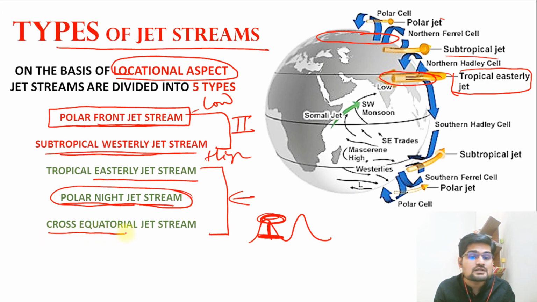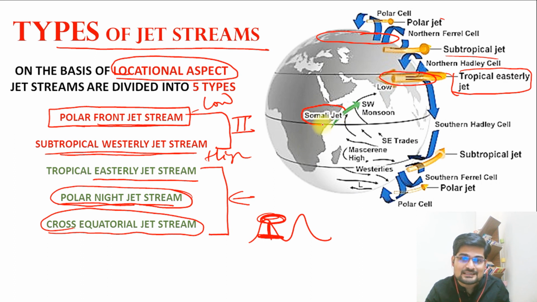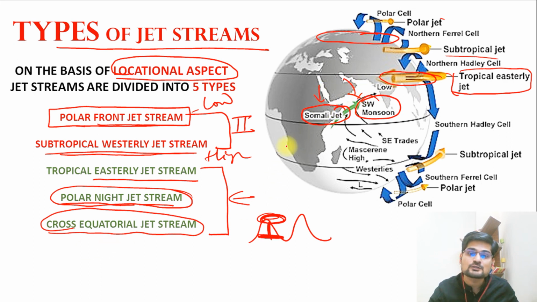And then the cross equatorial jet stream, which is very interesting, also called the Somali jet stream, and very famously important for the southwest monsoon. So when we discuss monsoon, we also talk about this jet stream, which pushes the trade winds in the opposite direction, which brings the southwest monsoon. So these are the various types of jet streams on the basis of location. Now let's one by one understand their nature and their characteristics.